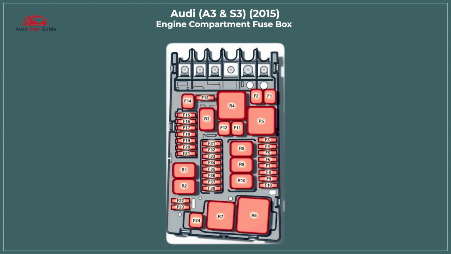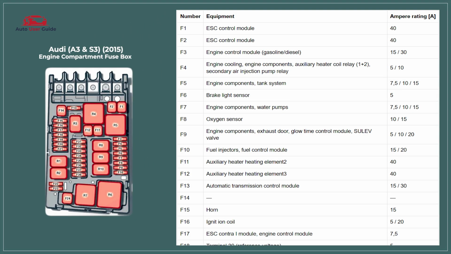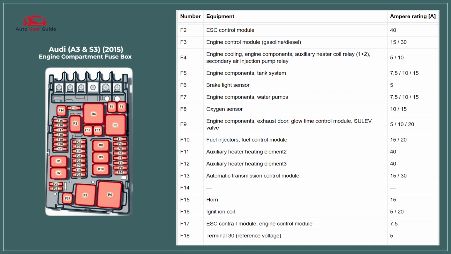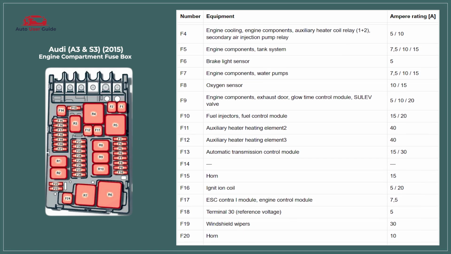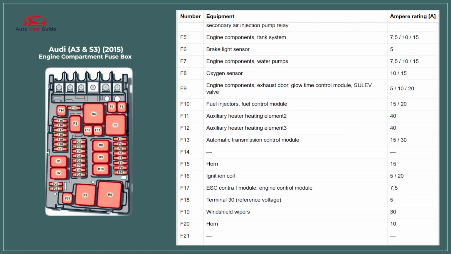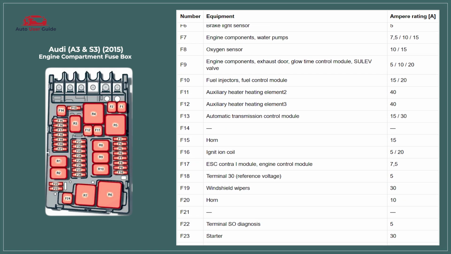The engine compartment fuse box in the 2015 Audi A3 and S3 houses high current fuses for vital systems such as the ECU, ABS, cooling fan, ignition, and fuel pump. It ensures efficient power delivery and circuit protection for key engine and safety functions.